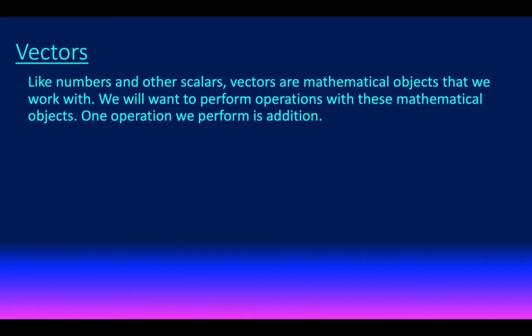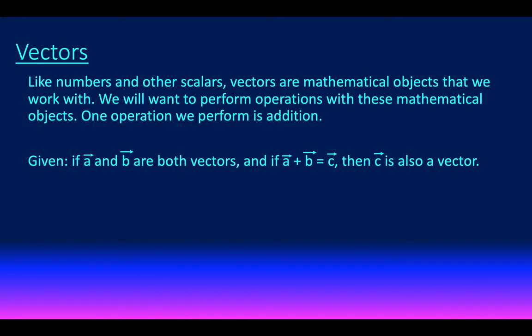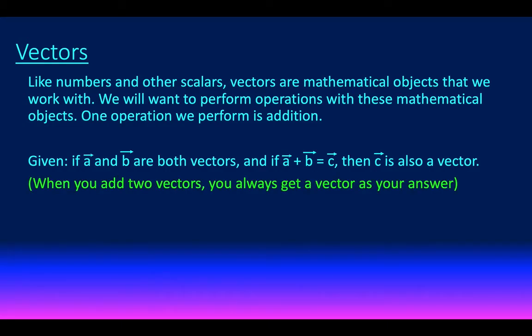Now, vectors are mathematical objects, and if we're working with mathematical objects, we will want to do something with them. So we will want to perform certain mathematical operations with vectors, and one operation we're going to perform is addition. So one rule that we're going to follow is, if both a and b are vectors, and I'm being ambiguous to what a, b, and c are in this slide, but if you know a plus b equals c, then c is also going to be a vector. This is basically saying when you add two vectors, you get a vector as your answer.